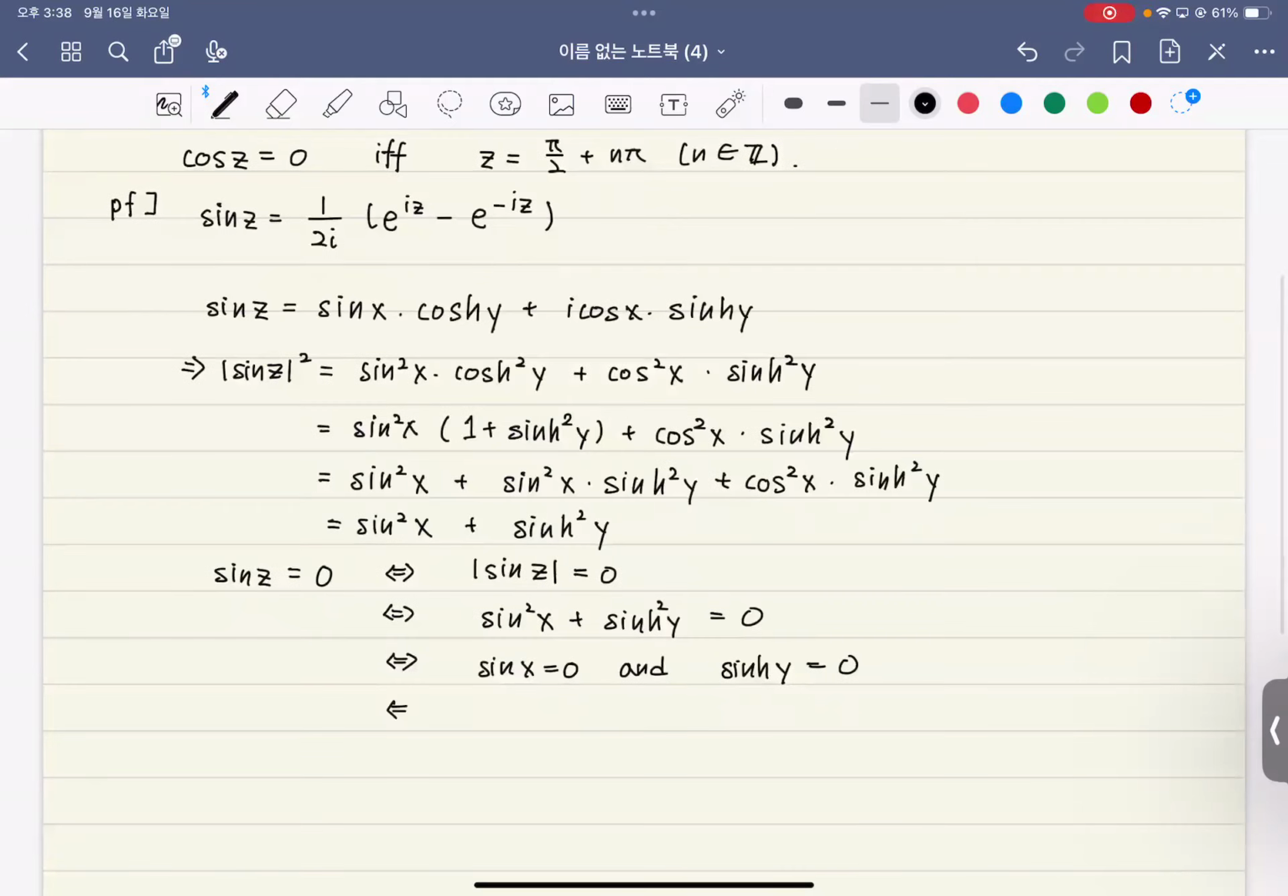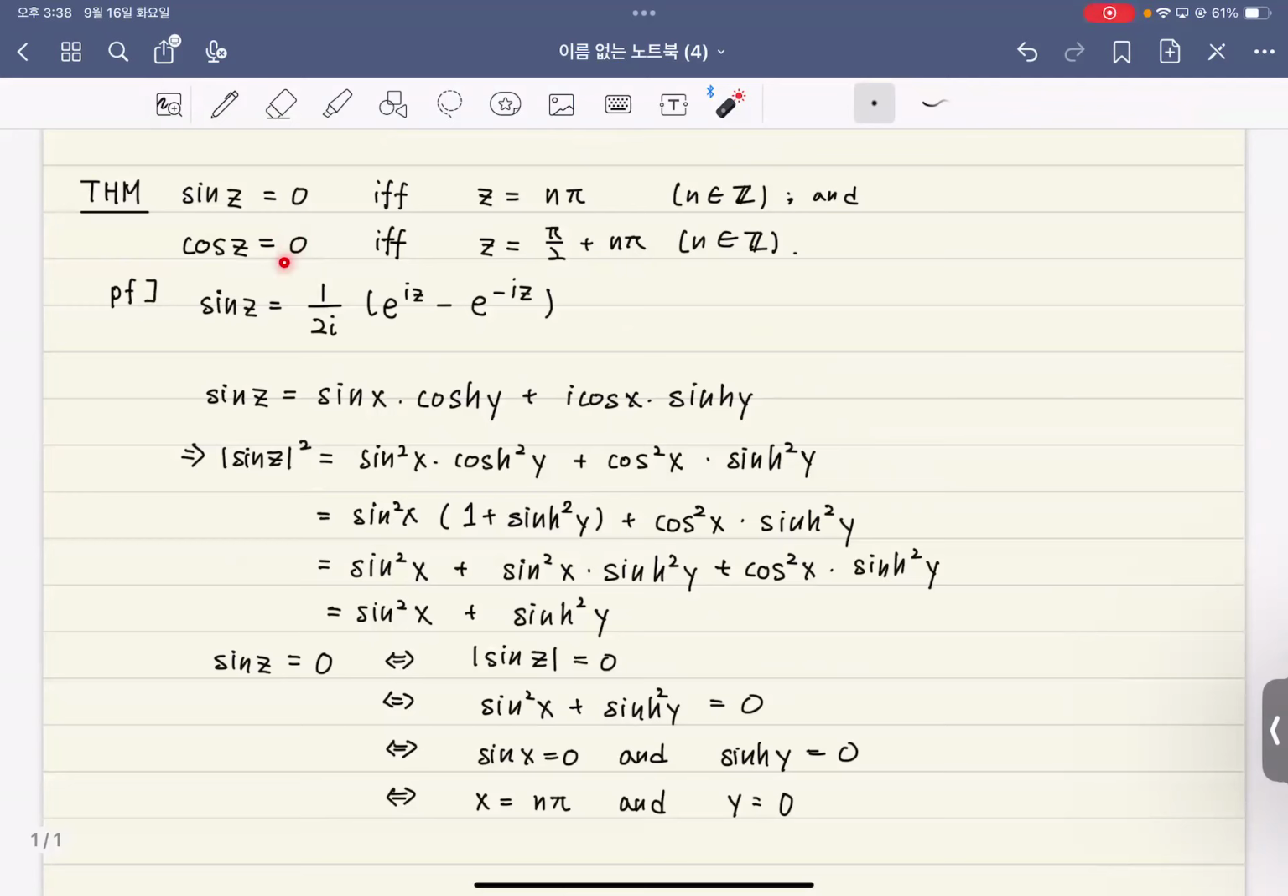And this happens if and only if x is... you have to remember this is not a complex sine function, but a real sine function. So x must be some integer multiple of pi. And hyperbolic sine equals 0 if and only if y equals 0, right? So I'm done. All right. The proof for the complex cosine function is almost identical, so I'm not going to repeat this.